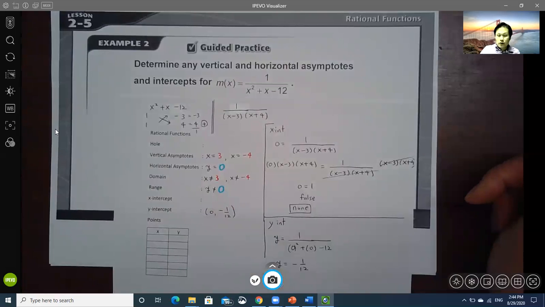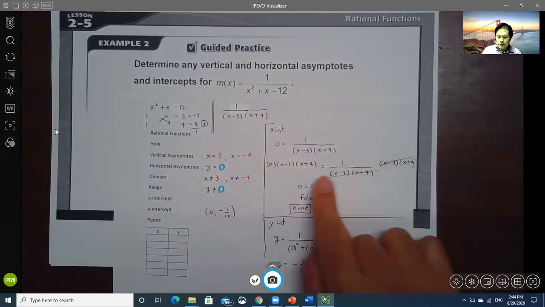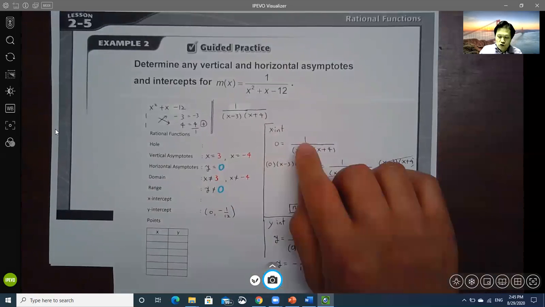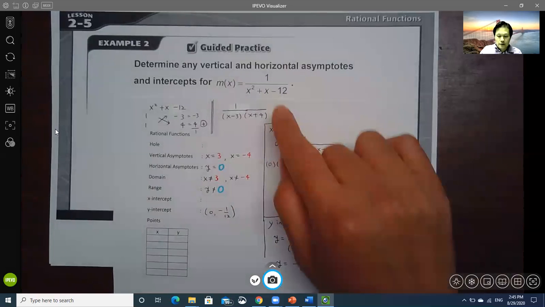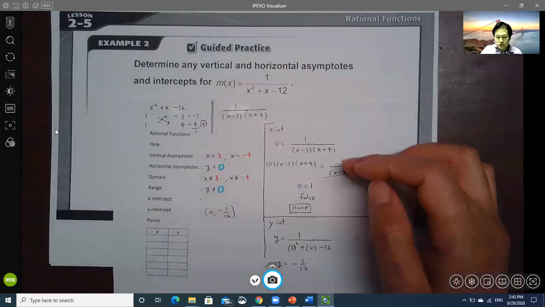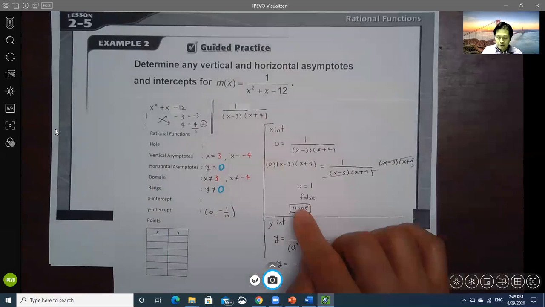X-intercept, I plug in y equal to 0. Solve for x, multiply by the denominator on both sides. If you remember the shortcut, do you remember? Numerator equal to 0 is how you find the x-intercept. So if you remember that shortcut, you will jump into here. It's not. So we got no x-intercept.